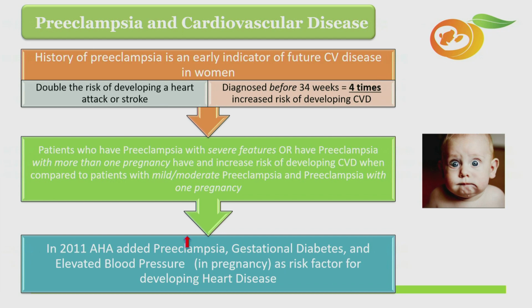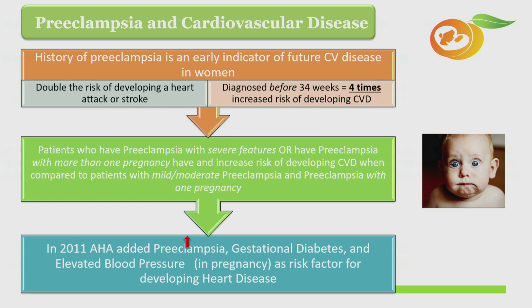Yes, we know about those who come with cardiac conditions, but we also know there are risk factors in patients who may not have known cardiac conditions but might have an increased risk later on down the line. One of those is preeclampsia. A history of preeclampsia does increase your risk of cardiovascular disease in the future. In fact, you have double the risk of having a heart attack or stroke, and if you have the diagnosis before 34 weeks, you're 4 times more likely to develop cardiovascular disease.